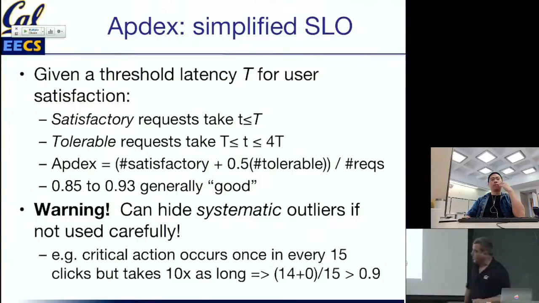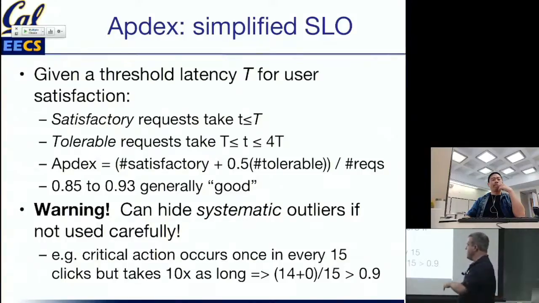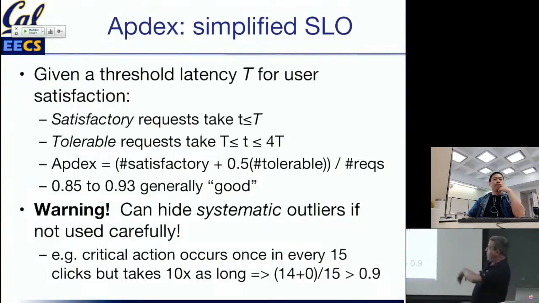You have to be careful about systematic outliers. So the canonical thing that can skew results like this is you have some critical operation that users really care about, but it doesn't occur very often. So you might have an operation that takes 10 times as long to do. Clearly, that's far outside your target window. But according to the Apdex score, if you do the math, as long as it doesn't happen more than once every 15 requests or so, you'll still be greater than 0.9.